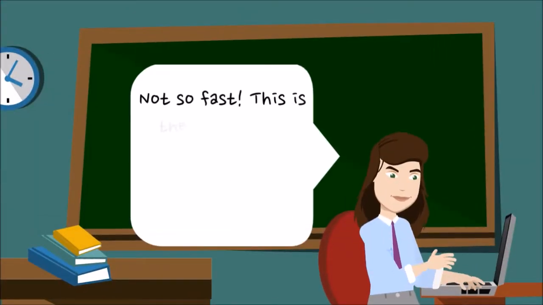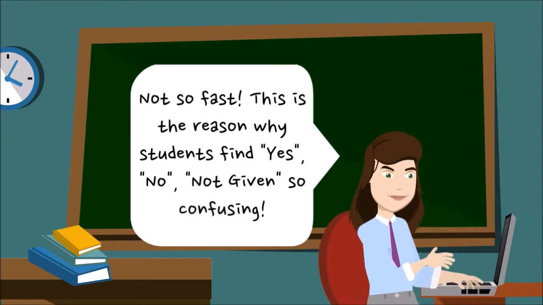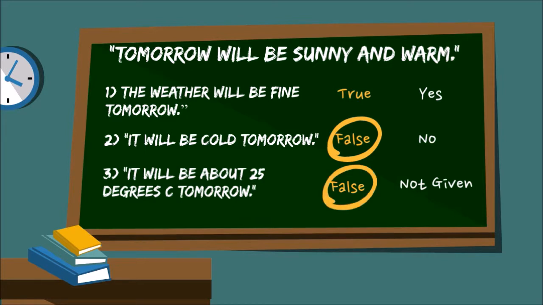Not so fast. This is the reason why students find yes, no, not given so confusing. You see, in traditional true-false questions, both question 2 and question 3 would be false. Even if you know a statement to be true or false, unless that information is stated in the reading text, the answer is not given.